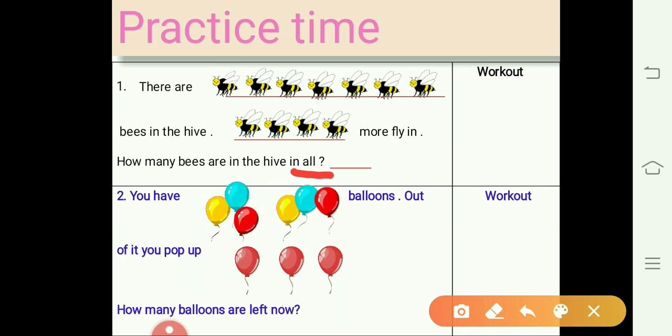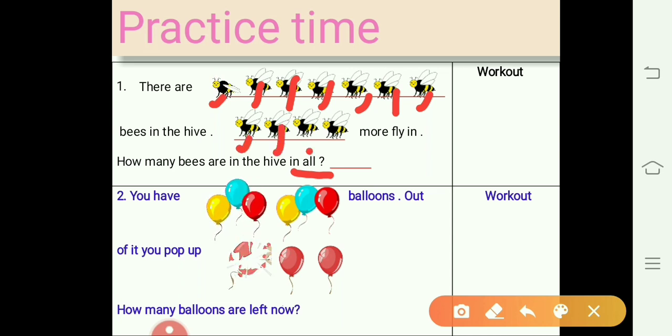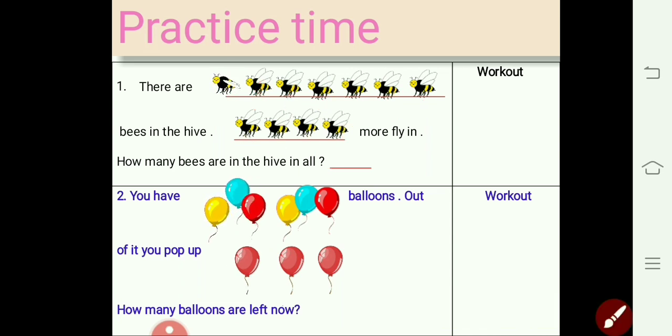So first of all, what you are going to do? First of all, you are going to count 1, 2, 3, 4, 5, 6 and 7 bees were already in the hive. How many joined? 1, 2, 3 and 4. So now we can calculate it mathematically. Let's do it. So already there were 7 bees in the hive. 4 more bees fly in, join हो गए.